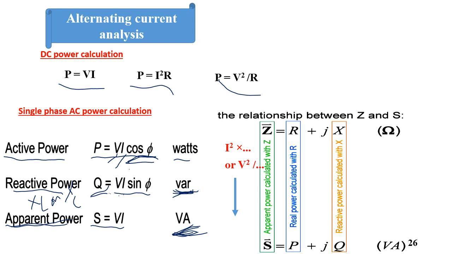For the impedance, we have Z equals R, which is the real part, plus j, the imaginary number root negative 1, times X, where X is the reactance. If we multiply Z by I squared, or we have V squared over Z, we get the apparent power S. If we multiply R by I squared or V squared over R, we get the real power in the resistance. And for I squared times X or V squared over X, we get the reactive power in the reactive element.